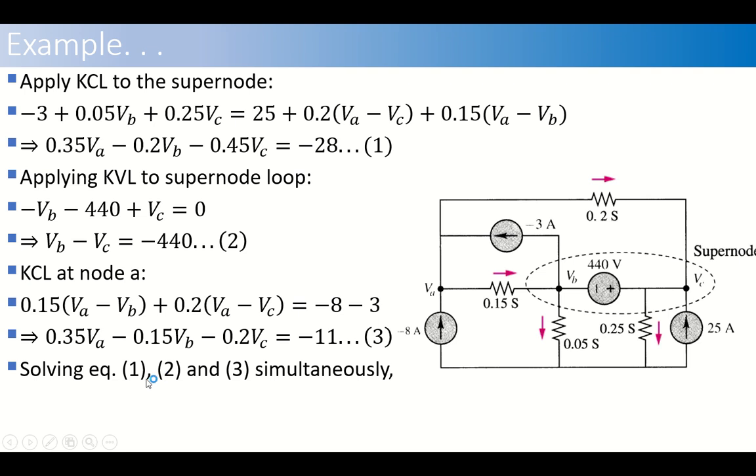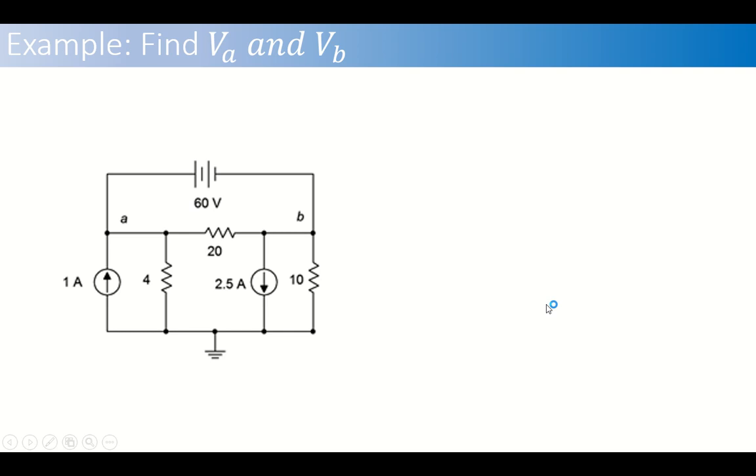Now we can solve these equations simultaneously. We have VA is equal to minus 90, VB is equal to minus 310 volts, and VC is equal to 130 volts. So these are the values for node voltages VA, VB, and VC. These are the techniques for applying nodal analysis. Let's see another example where we want to find VA and VB.